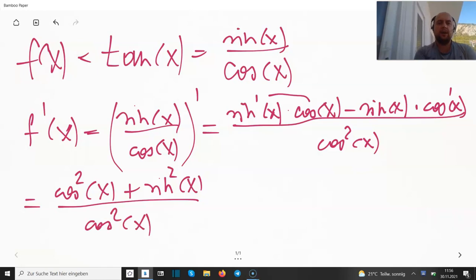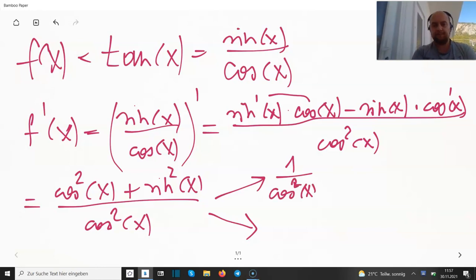And now you see we have two possibilities to write it down. First of all, we can say, well, sine squared plus cosine squared, this is the trigonometrical Pythagoras, and this is 1. So we're going to have 1 divided by the cosine squared of x. This is the first way to write it down.